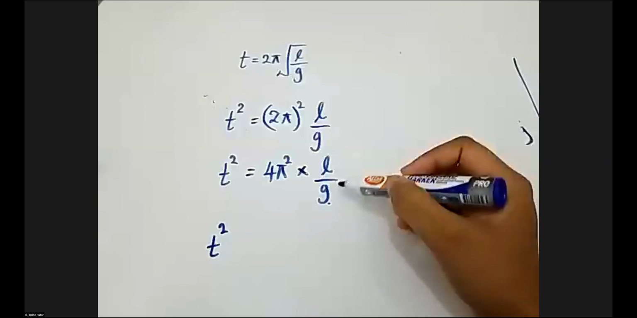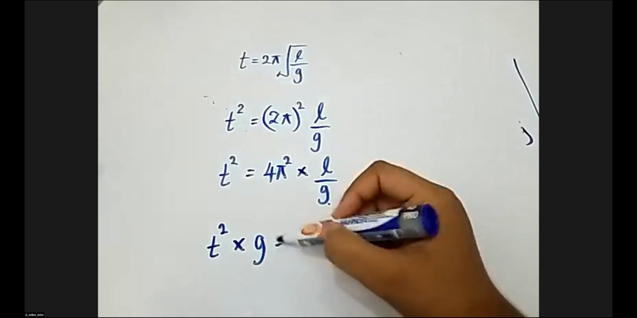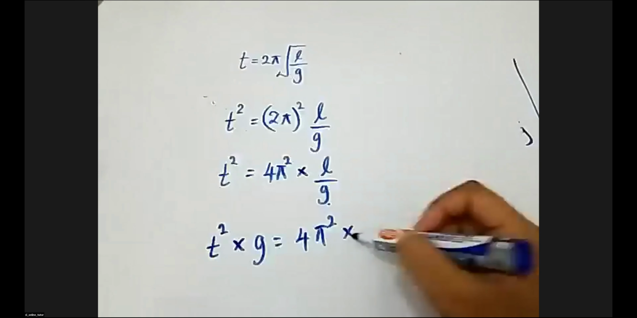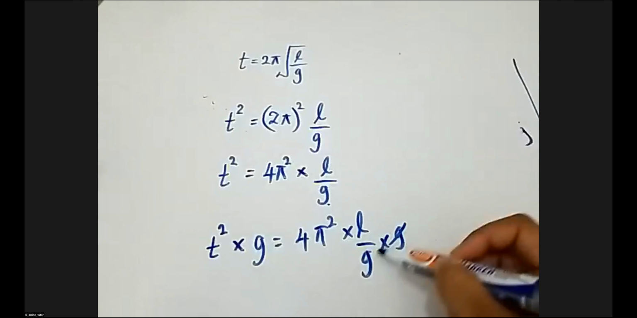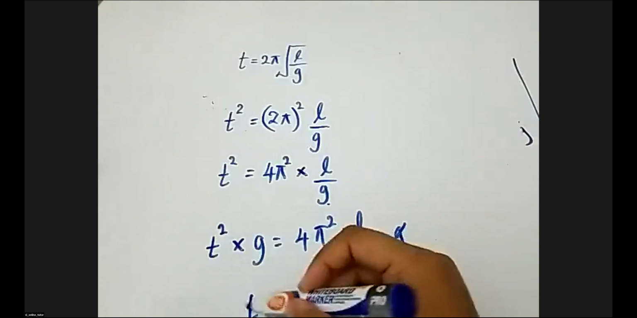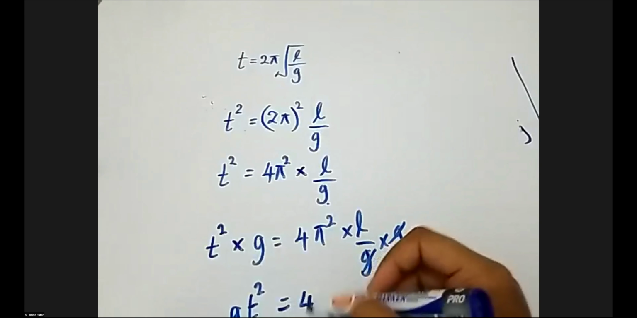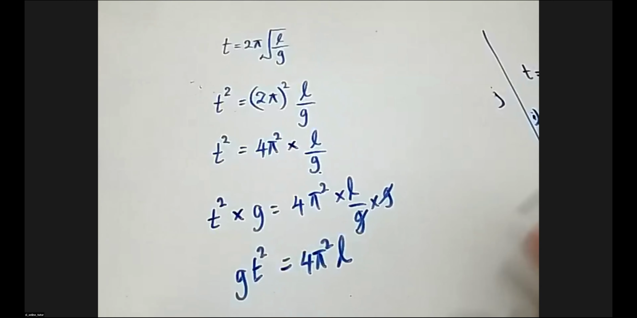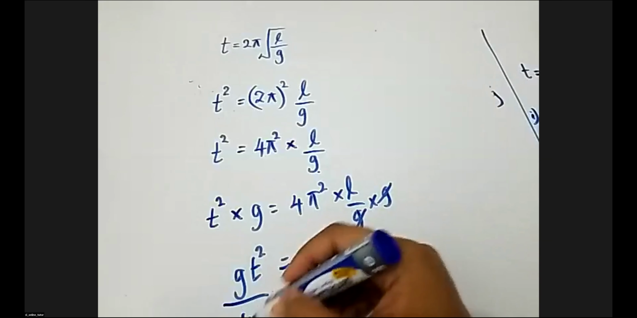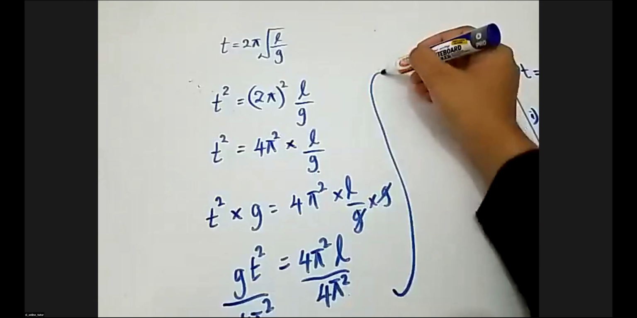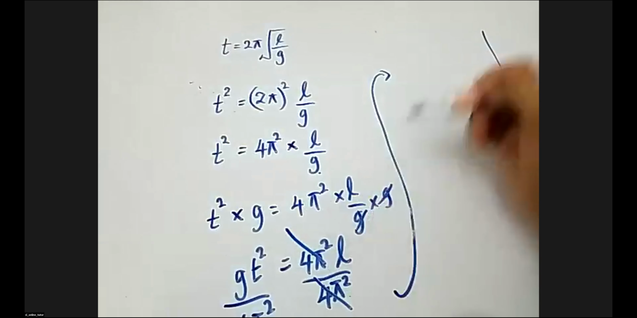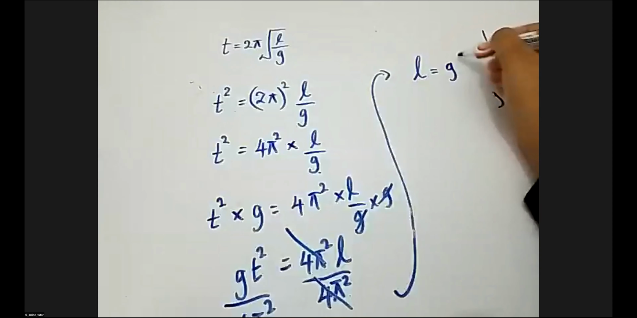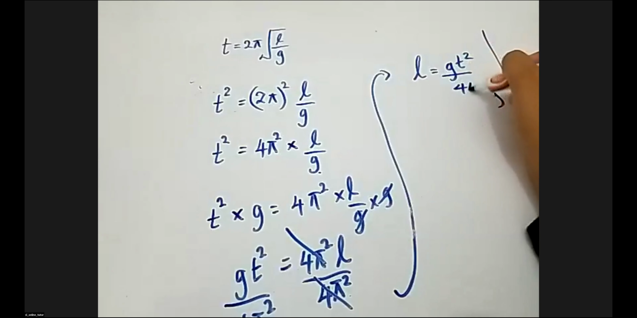G, the denominator. How can we remove it? By multiplying both sides by G. Now I can remove G and I get the new equation: g t squared equals 4 pi squared L. Now I need to remove 4 pi squared. It should be removed by a division, because it's connected by multiplication. So we get the new formula: 4 pi squared cancels, L equals g t squared over 4 pi squared.